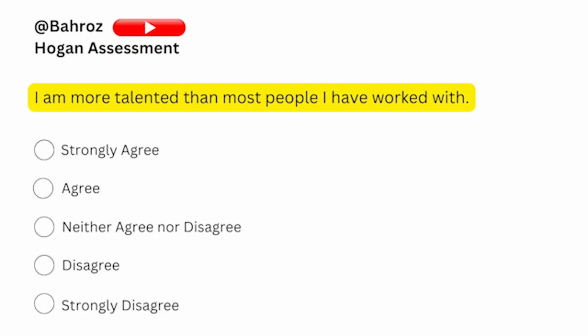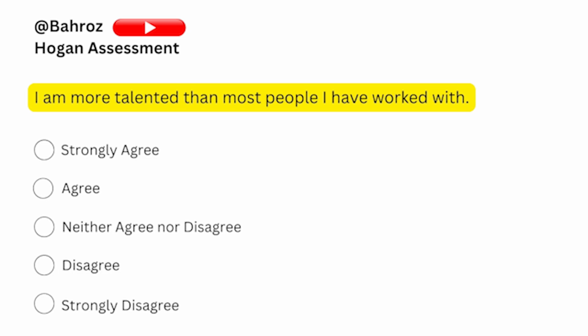Question 9. I am more talented than most people I have worked with. Now we are getting into the bold scale, which measures arrogance and overconfidence. This is a trap question. Your gut might say agree because you want to come across as confident, but there is a line between confidence and arrogance, and this statement crosses it. Saying you are more talented than most colleagues is a red flag to employers.